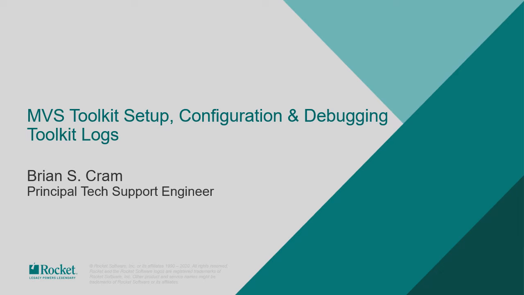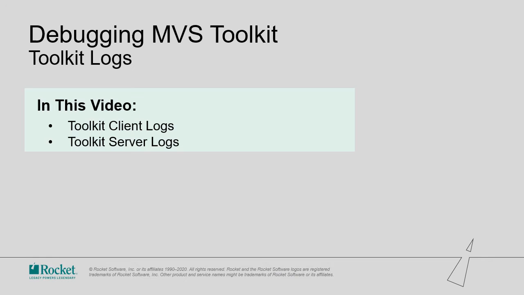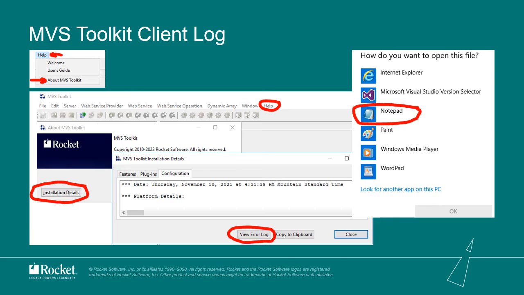This is the 10th video in a series showing how to set up, configure, test, and debug the MVS Toolkit. In this video, we'll cover what logs are available to help debug the Toolkit client and server. First, we'll look at the client log.